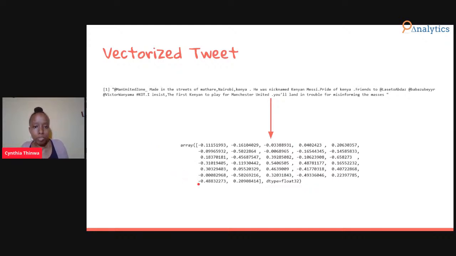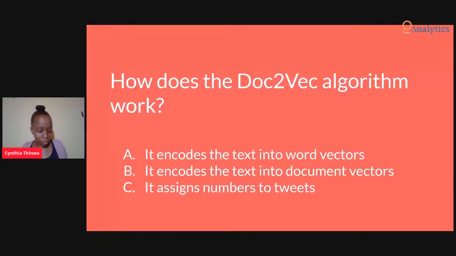So I have a question for the audience. How does the doc2vec algorithm work? Is it A, it encodes the text into word vectors, B, it encodes the text into document vectors, or C, it assigns numbers to tweets? Feel free to answer in the chat.